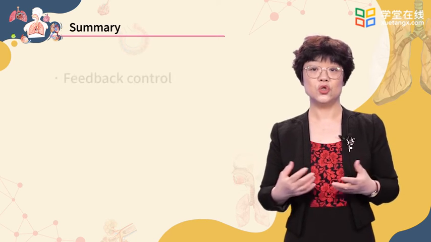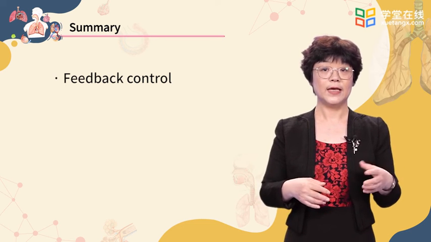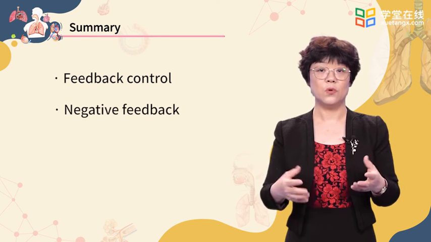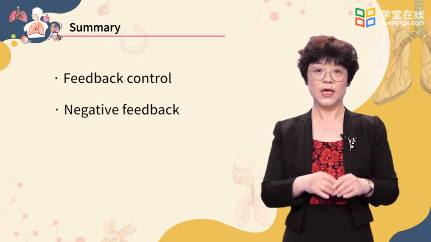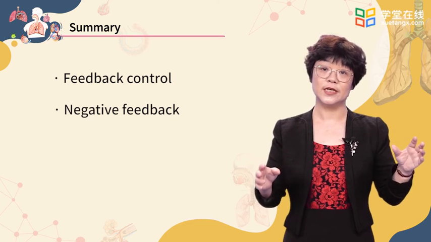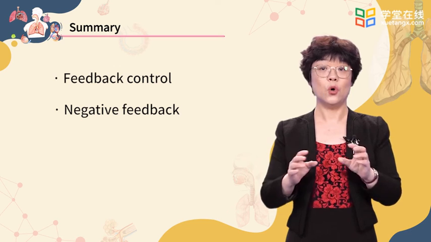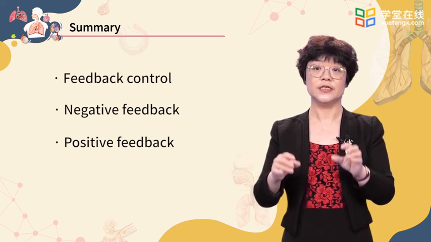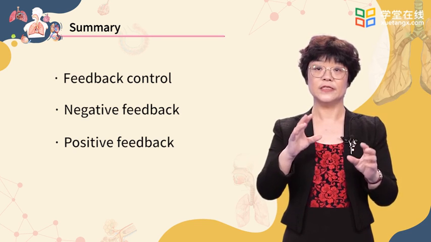In summary, control systems of the body work through feedback mechanisms. Feedback can be negative or positive. Negative feedback is the most important and common mechanism for regulating body functions. In general, if a substance becomes excessive or deficient, the control system initiates negative feedback. Negative feedback restores homeostasis. On the other hand, positive feedback returns the substance towards a certain mean level, thus maintains homeostasis.